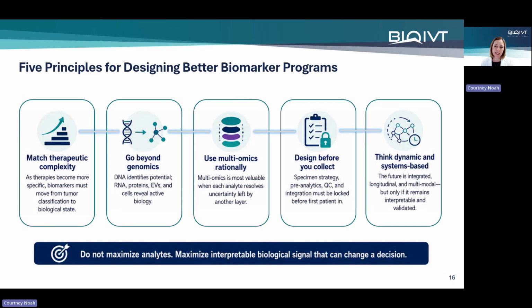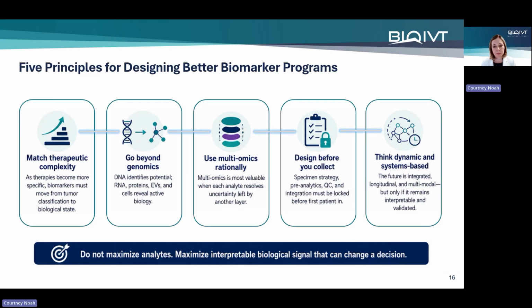So there are some key principles to consider as we look at what really creates the strongest biomarker program. It's not about measuring everything that's possible. The strongest programs are really focused on matching that biomarker strategy to the therapy, biology, the specimen, and ultimately the decision that needs to be made. As we go through these principles, the first is really focused on therapeutic complexity. As oncology therapies have become more precise and biologically sophisticated, our biomarker strategies need to evolve and adapt as well.